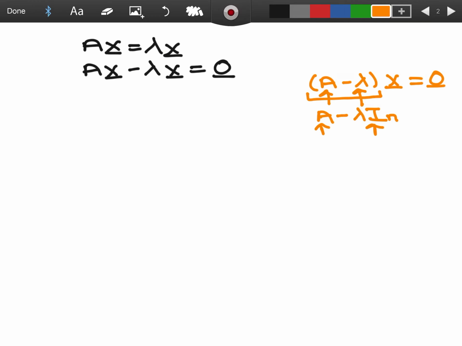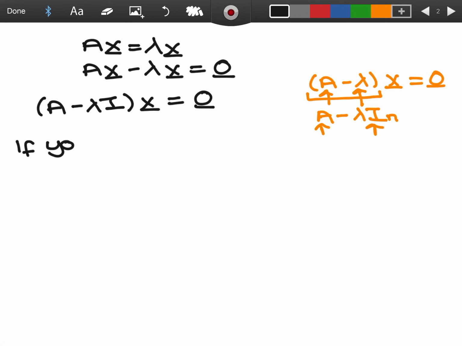So then you have an n by n matrix minus an n by n matrix, and then you can multiply that by the n by 1 vector. But just to make sure that you have the dimensions correct so that you can do one minus the other, you have to make sure that you multiply it by the identity matrix. So when we factor it out, we're going to get A minus lambda I times x is equal to 0.